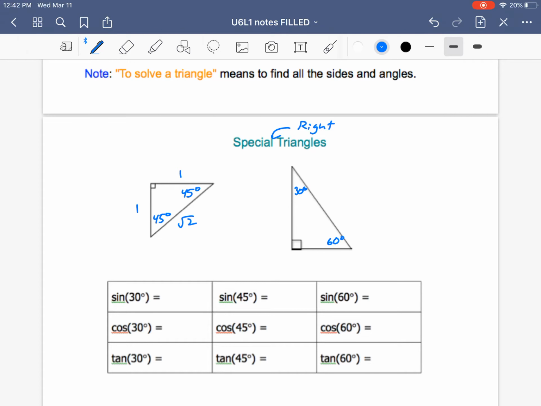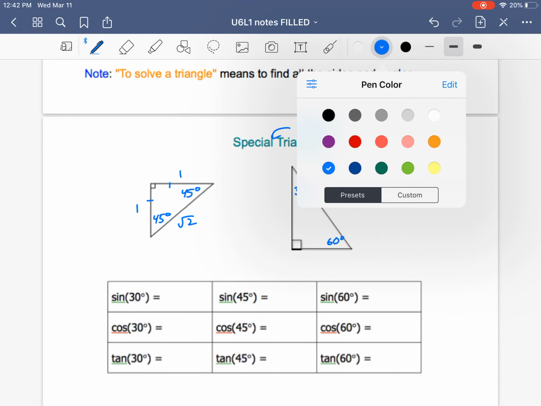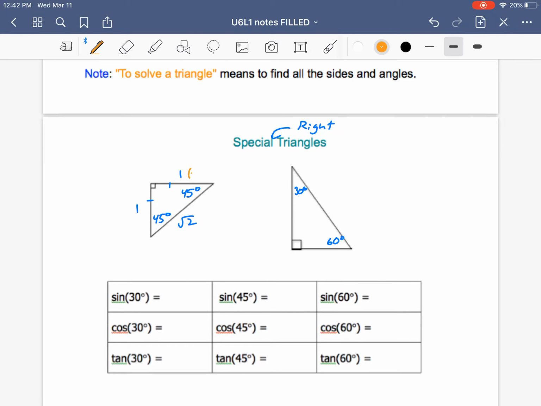In the 45, 45, 90, we know it's an isosceles triangle, right? Because it's got two side lengths that are the same because two angles are the same. One way to think about the ratios is 1, 1, root 2. If you want to use variables, you could say if this is x, this is also x, and then the hypotenuse is x root 2.